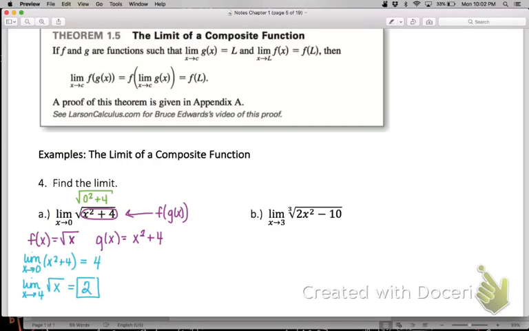So for B, we can do the same thing. We're going to take the cube root of 2 times 3 squared minus 10. That comes out to the cube root of 2 times 9, which is 18 minus 10, so that's 8. And we also get 2 on this one. Okay? So those are our limits of composite functions. Everything you're doing today, guys, is basically just direct substitution.